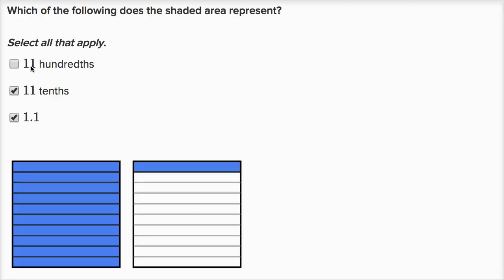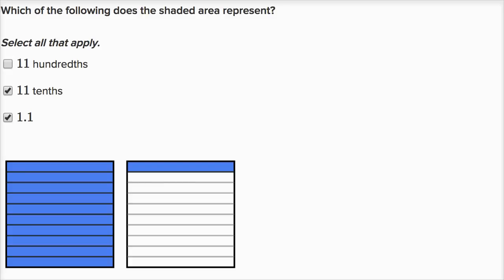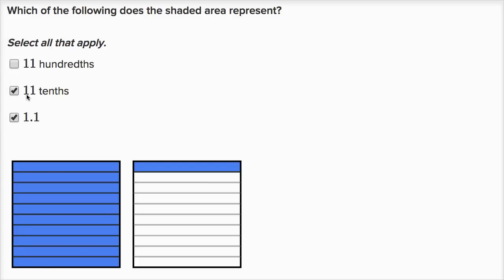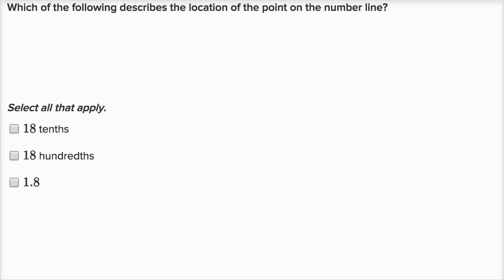Now 11 hundredths? No, I don't think so. We haven't even divided this into hundredths. And 11 hundredths would be a little more than 1/10, and so this is definitely way more than that. So I can check my answer. And actually you don't see it, but it's happening off screen. But this is what I would go with for that. Let's do a couple more of these.